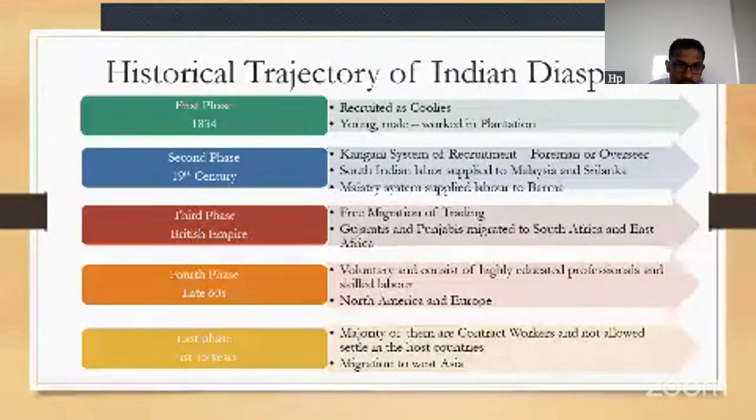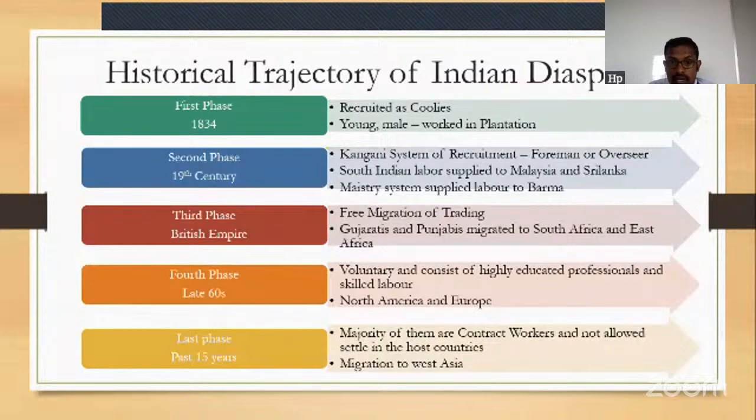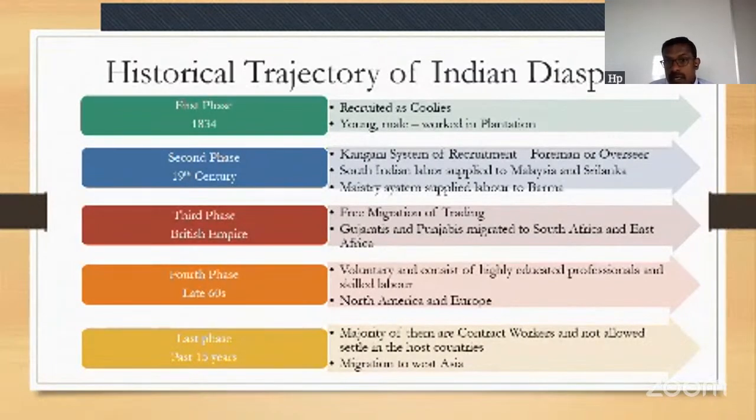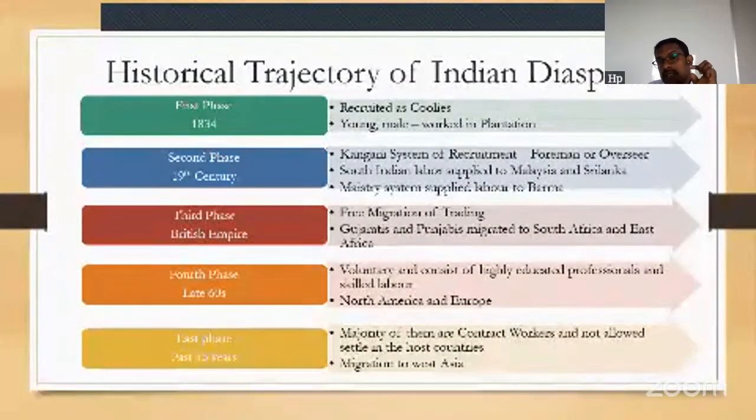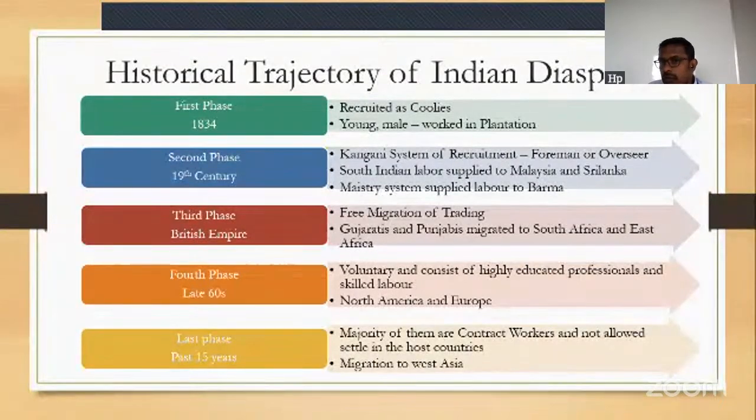And the third phase is the British Empire, with free migration for trading. Gujaratis and Punjabis migrated to South Africa and East Africa. Okay, so free migration for trading. They were freely sending our people for trading, and they moved towards South Africa and East Africa. And the fourth phase we have in the late 60s. It was voluntary and consisted of highly educated professionals and skilled labor moving towards North America and Europe. This took place in the 1960s or thereabouts.